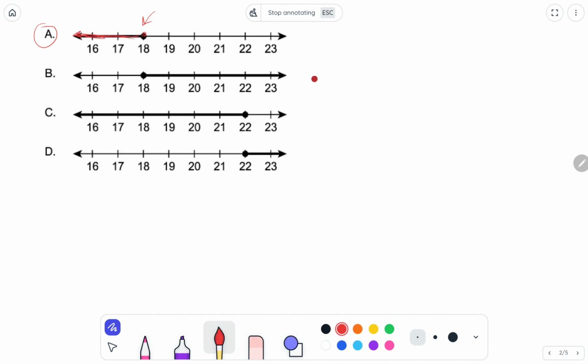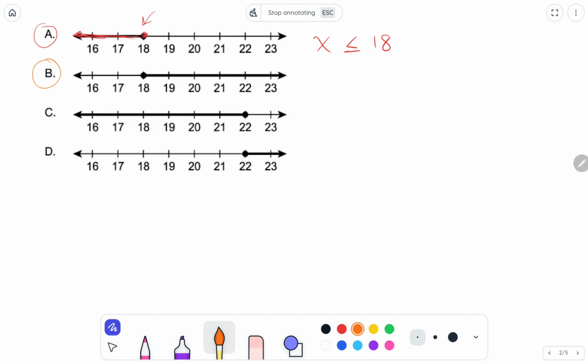So if we were going to compare some number x and 18, we know that the number x is going to be less than 18 or equal to 18 because this dot is colored in. If it was an open dot, then that would mean that 18 is not included. So I would like for you to pause the video now and try B, C, and D on your own.